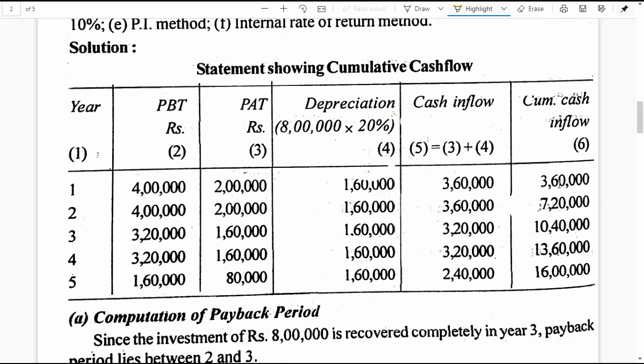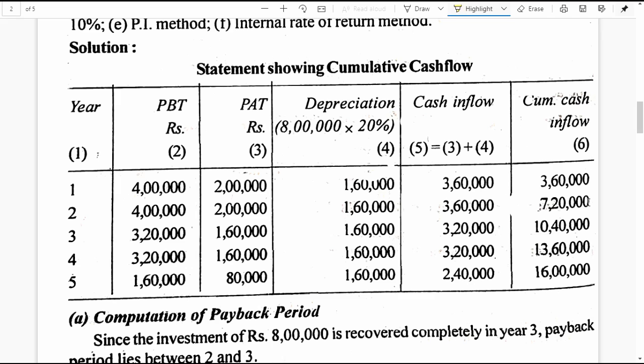Till second year, if you add these two, you get 7,20,000. Till third year, it comes to 10,40,000. 10,40,000 crosses the original investment of the project, which is nothing but 8 lakhs. Therefore, the payback period should lie in between the second and third year.